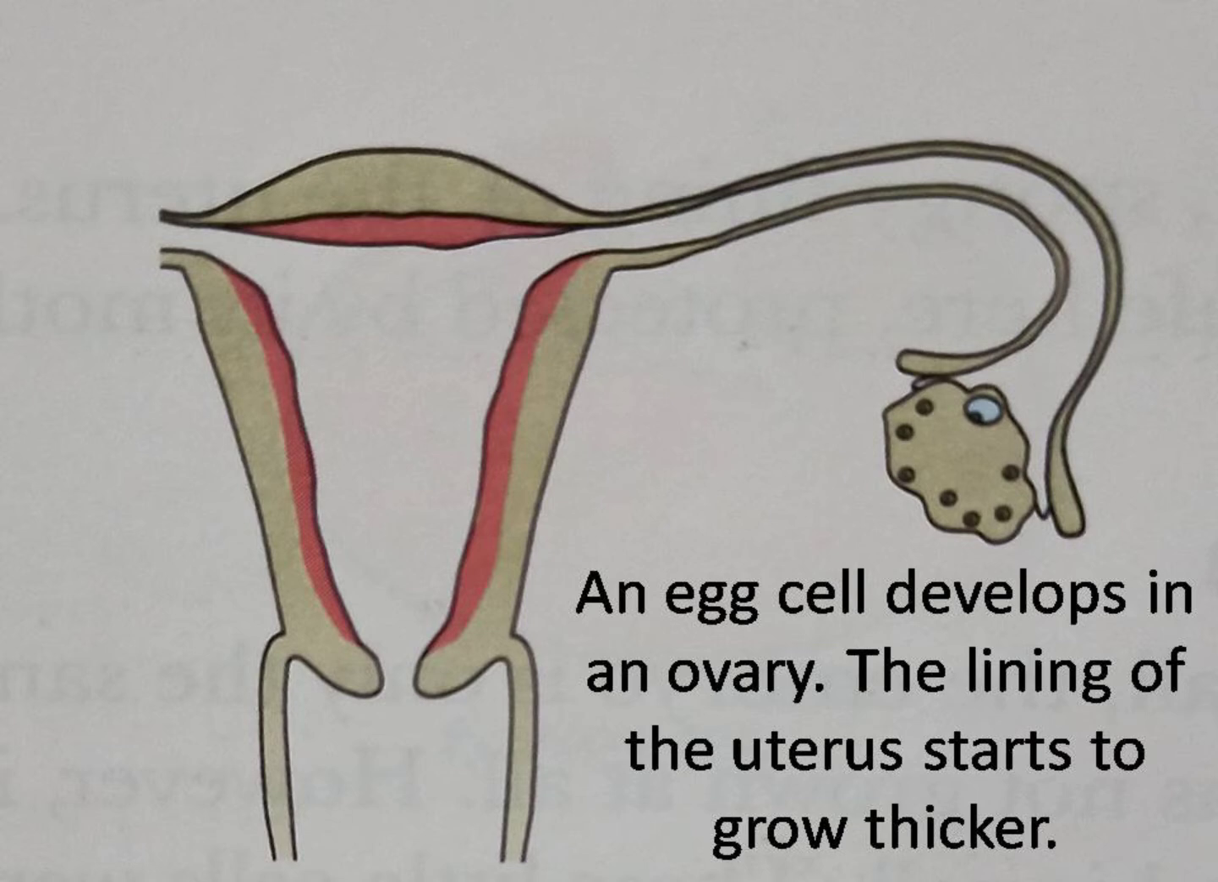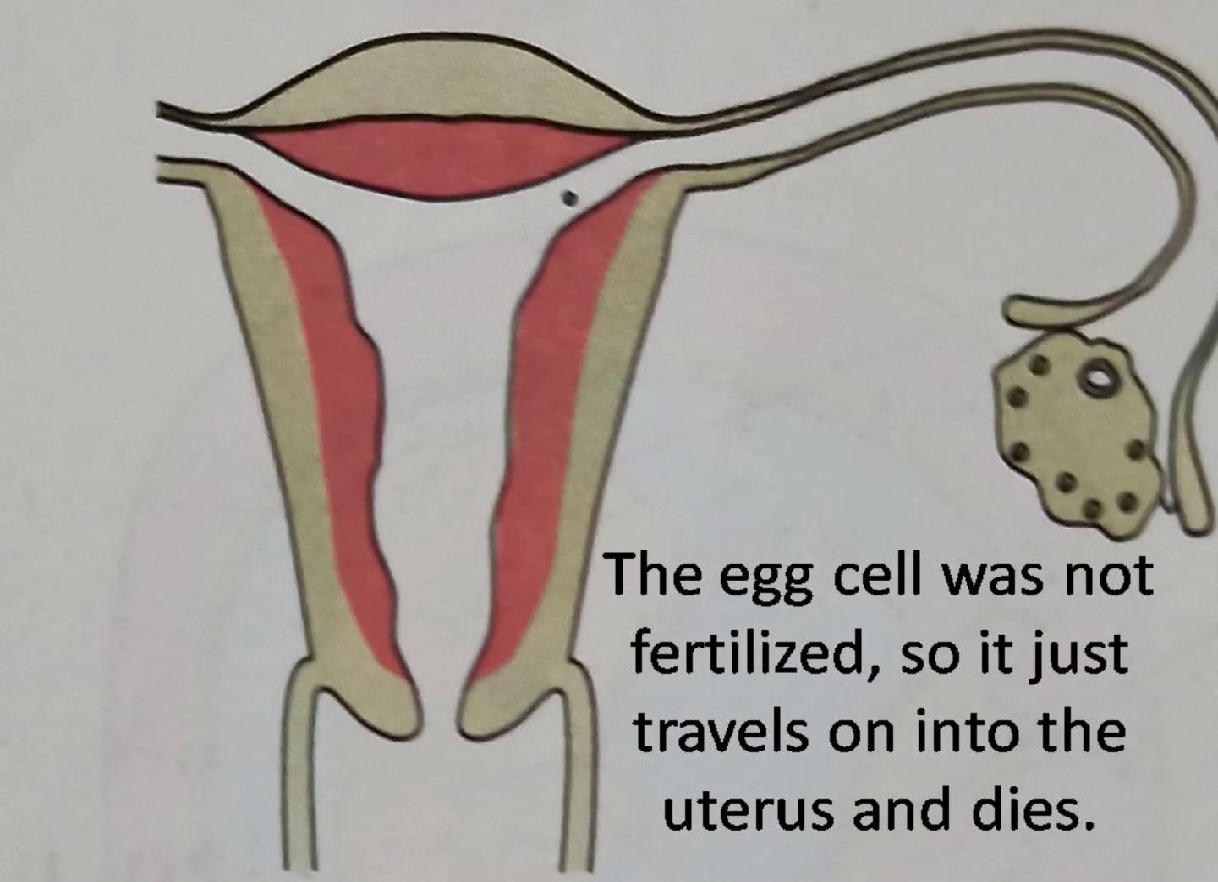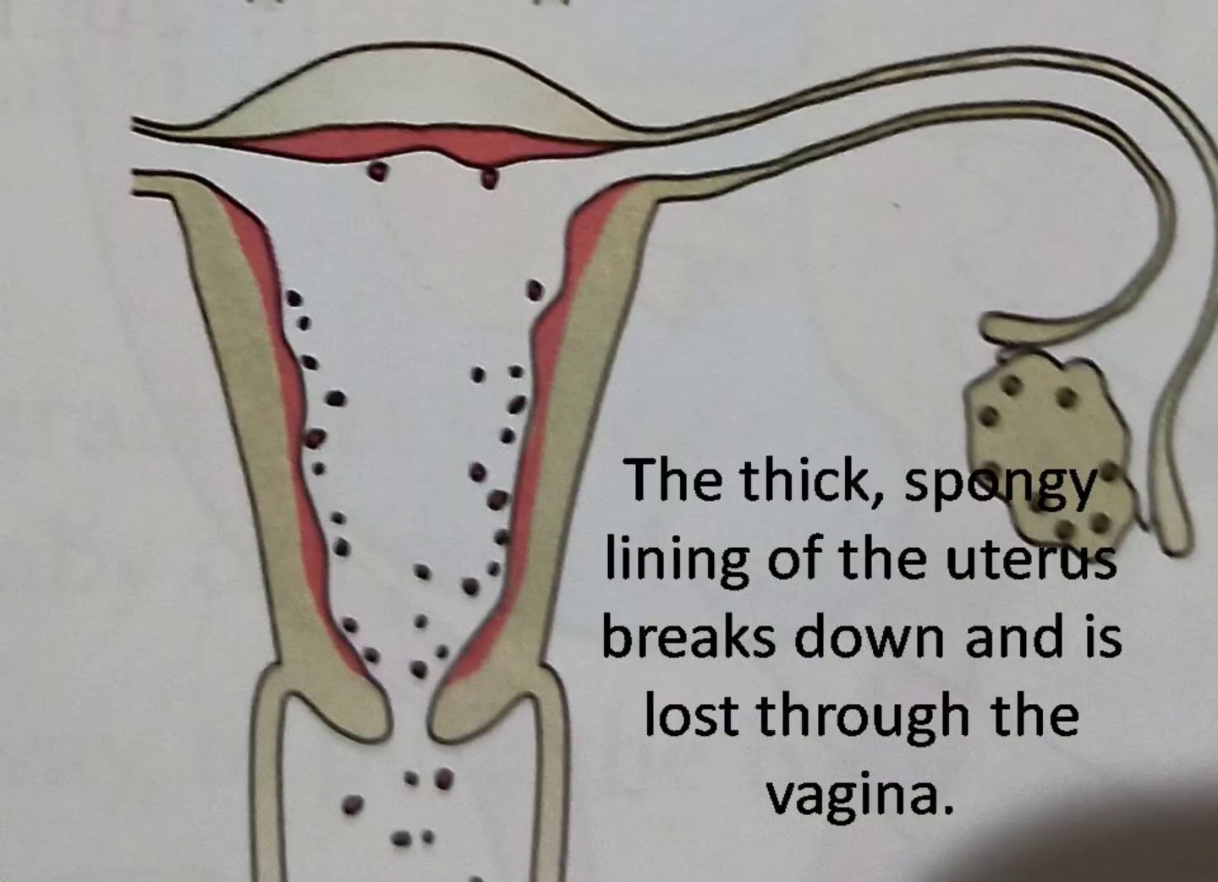If the egg cell is not fertilized, an egg cell develops in an ovary. The lining of the uterus starts to grow thicker. The egg cell is released from the ovary. The lining of the uterus becomes thick and spongy. The egg cell was not fertilized, so it just travels on into the uterus and dies. The thick, spongy lining of the uterus breaks down and is lost through the vagina.